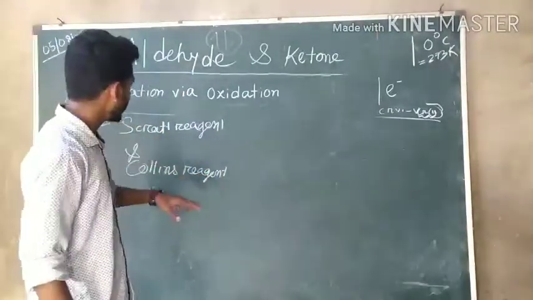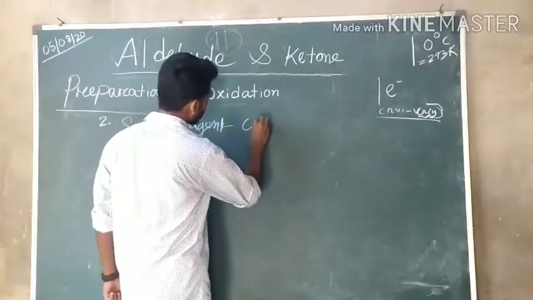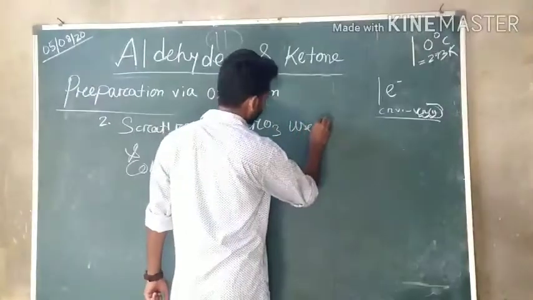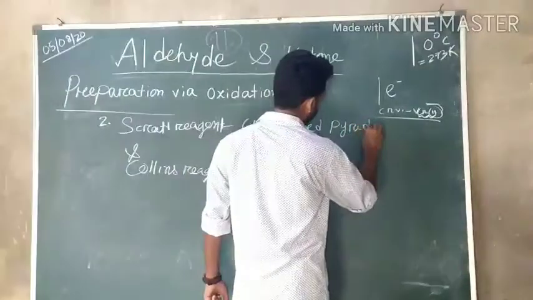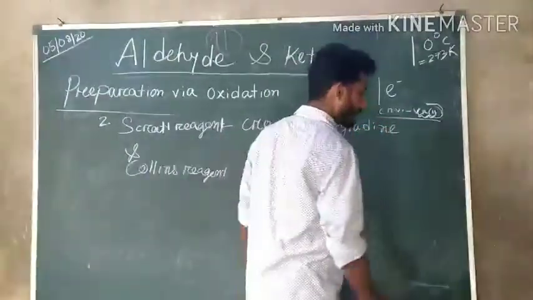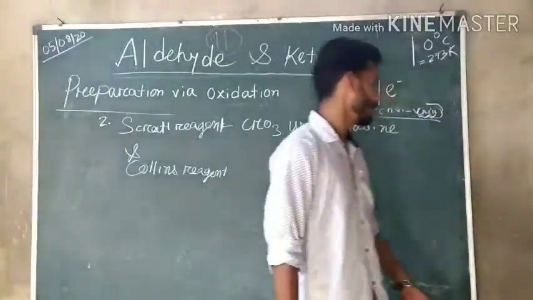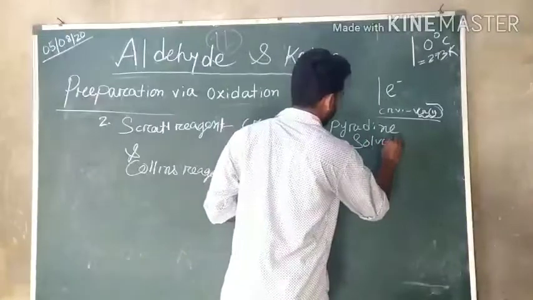Okay, Sarett reagent. Here, chromium trioxide is used in pyridine. Okay, chromium trioxide is used in pyridine as solvent.